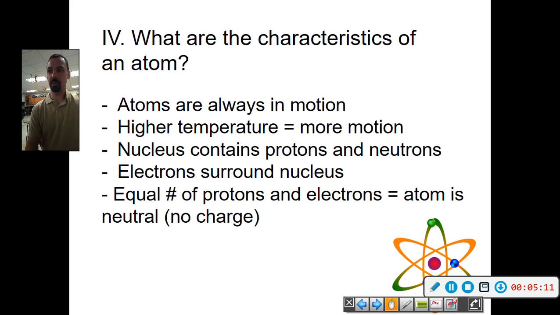So we'll look at a couple of charge examples, but in general, most elements are going to be neutral, and the reason why is because the protons are equal to the electrons. The two charged particles equal out.